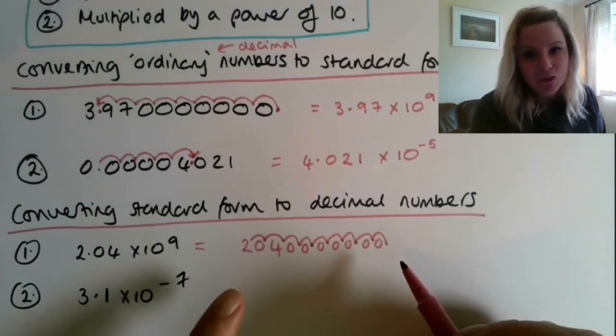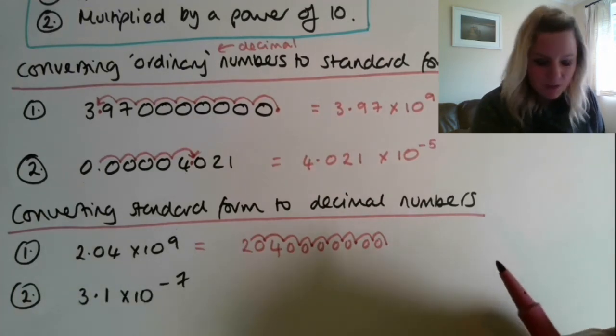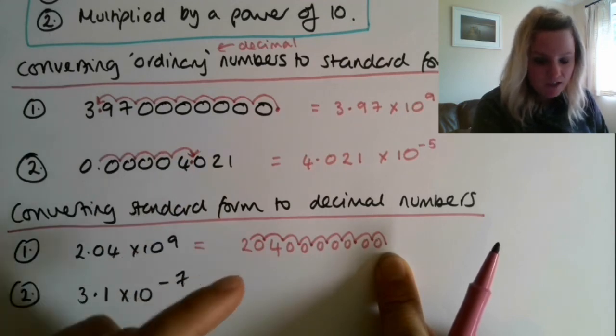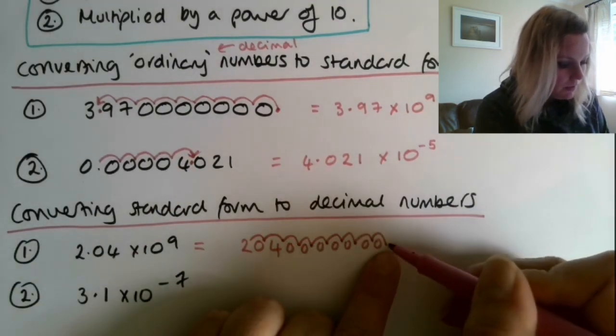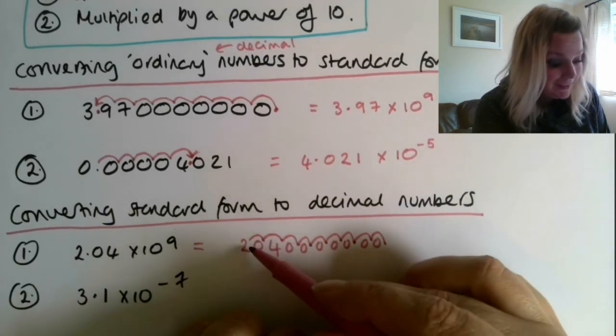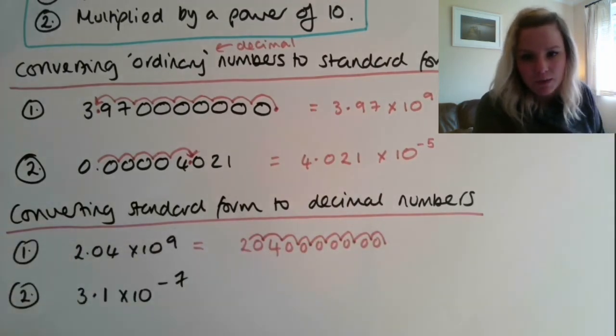Now, I never trust myself with these questions that I've done it right, so I always take my big number and then do what I did up here with it and go backwards and check that it works. So my decimal point in my normal number here, if I go 1, 2, 3, 4, 5, 6, 7, 8, 9, yep, that gives me 2.04 times 10 to the 9, which is what I had.